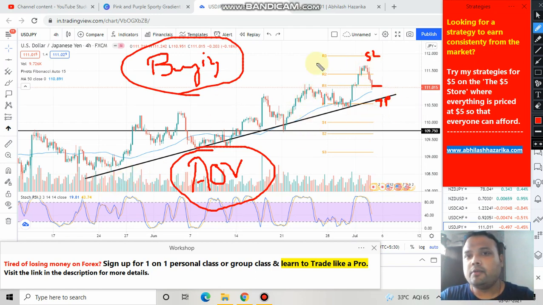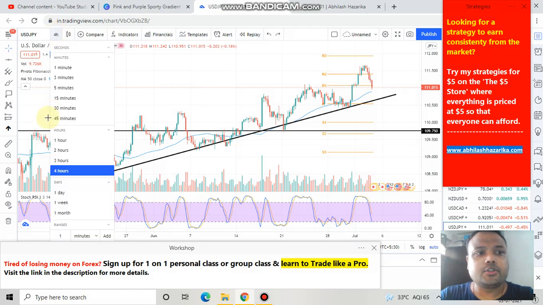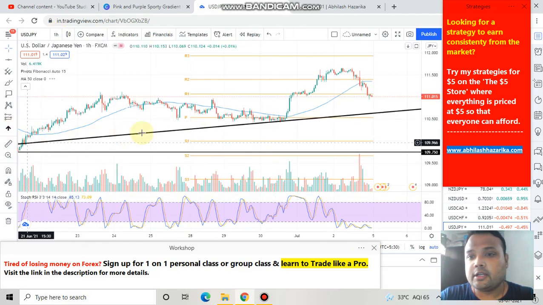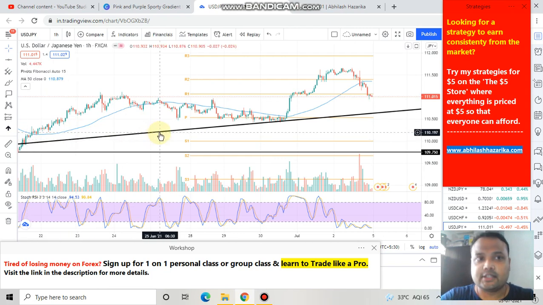If you are not comfortable with a 4-hour chart, you can also switch to the 1-hour chart. And you can join the dots again. You'll get the same thing and the same result.